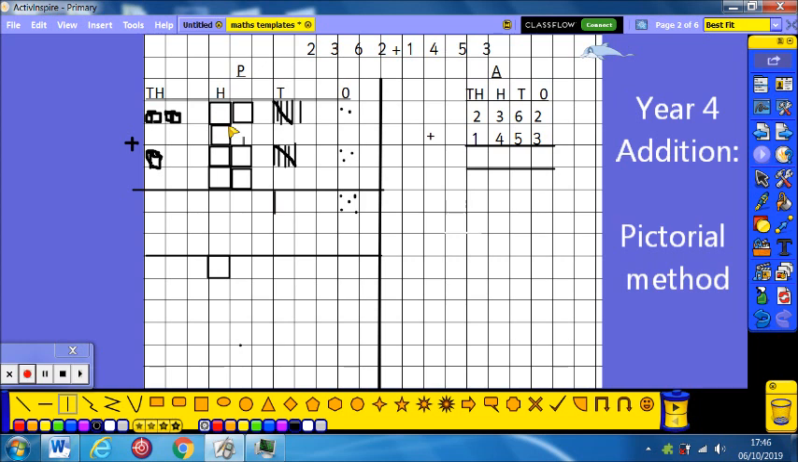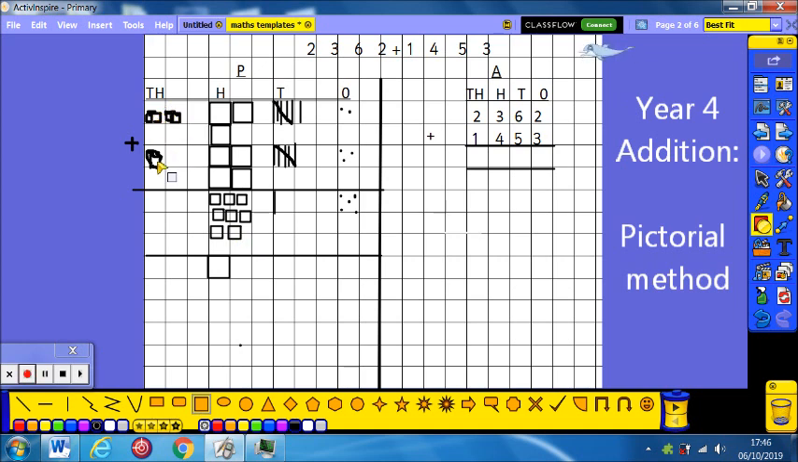Next I need to count up the hundreds, and I need to remember to count all the hundreds in the hundreds column: 1 2 3 4 5 6 7 8. So I've got 8 hundreds to draw. So got 1 2 3 4 5 6. Notice I'm trying to keep it in the hundreds column. 7 8. And then we go to the thousands column.